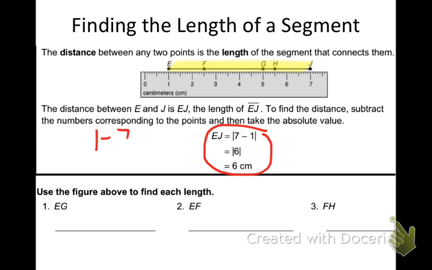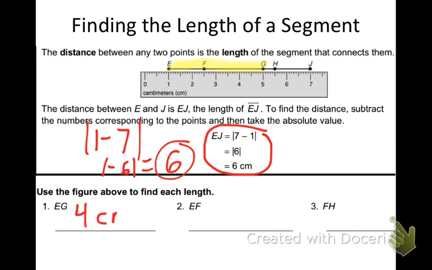What if I were to do 1 minus 7? Could I have done 1 minus 7? Yeah, because 1 minus 7 is negative 6, and the absolute value is still 6. Either way you do it, you should always get a positive distance. Let's try number 1 here. I want to find the length of EG. Claire, what would the length of EG be? That is 4 centimeters. How'd you find that? 5 minus 1. Nice job.